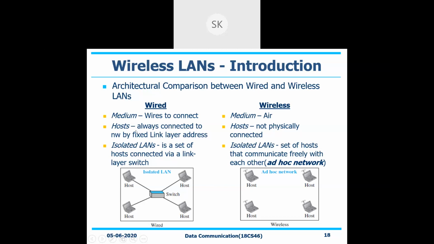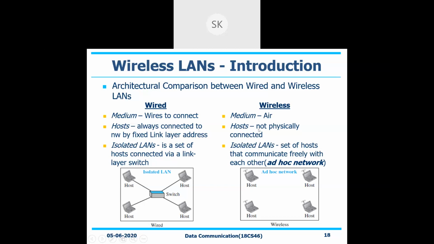air medium. The hosts, whichever you are using, are always connected to a network by fixed link layer addresses. That means if you are having 4 hosts like this in this example that I have given, this is an isolated LAN. That's what they have given over here. No problem. What is that particular isolated LAN? We'll just see it later. Don't worry about it. So host 1, 2, 3, 4, and there will be one particular switch that is available. So these are all connected, right? Each one of them will have a fixed link layer address. Link layer addresses are nothing but the MAC addresses that are available with respect to your hosts.